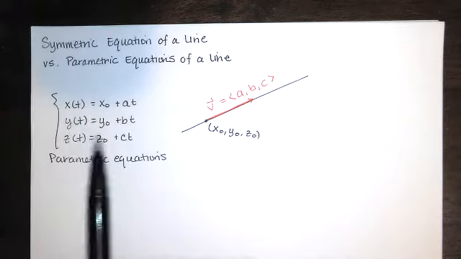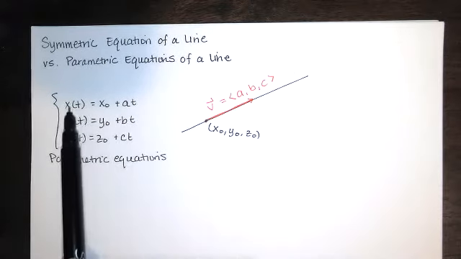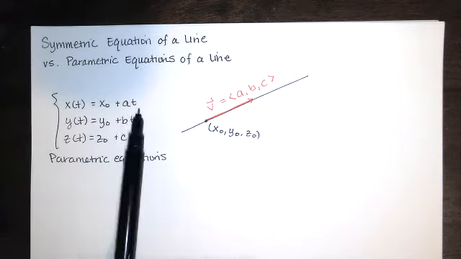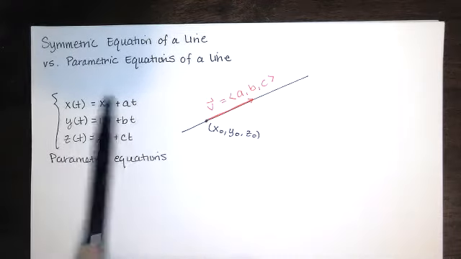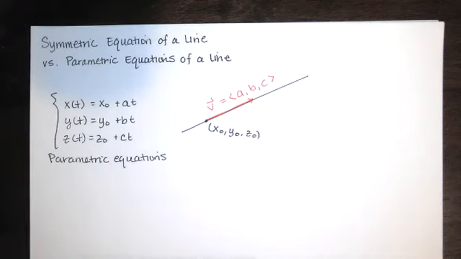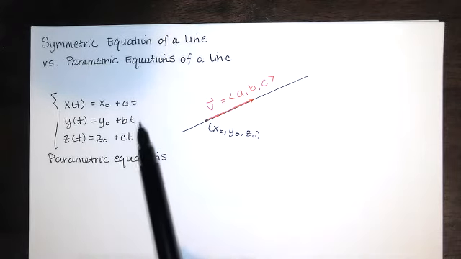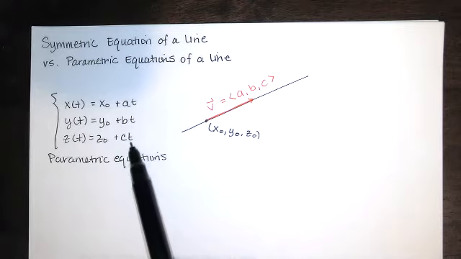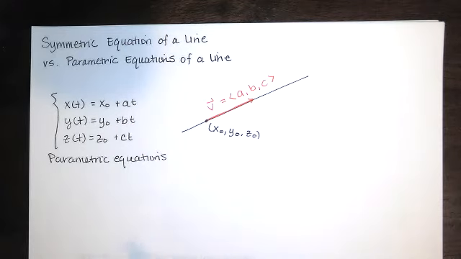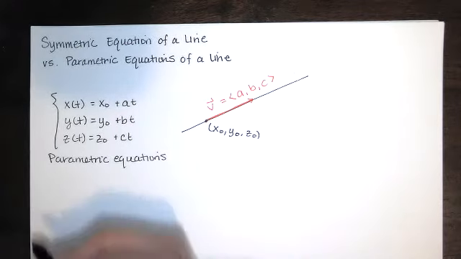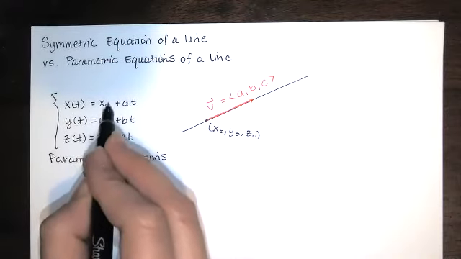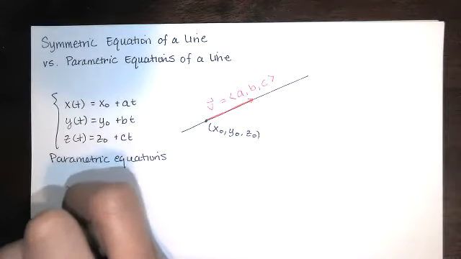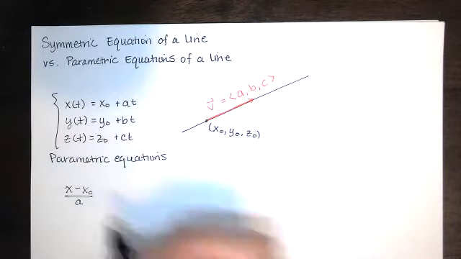Now, if I take these equations and I solve for the parameter t, and I don't write x of t, but I just write x equals x naught plus at, y equals y naught plus bt, and z equals z naught plus ct. If I take each of these equations and solve for t, well, the t in this equation is the same as the t in this equation, which is the same as the t in this equation. So we can set all of those equal to each other, and we get what are called the symmetric equations of a line. So if I solve for t by subtracting x naught from both sides and dividing by a, I get x minus x naught over a is equal to t.